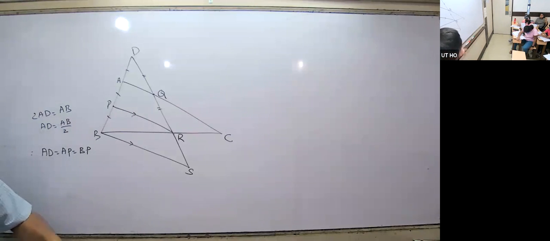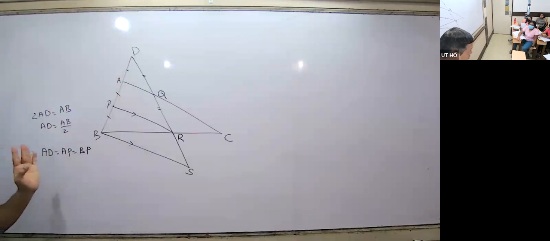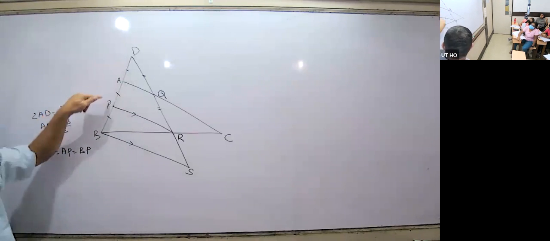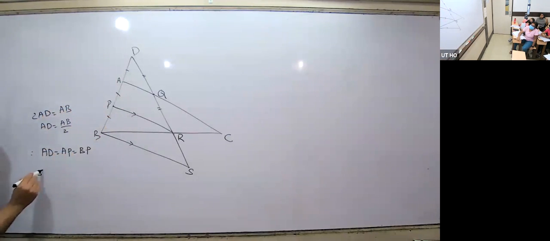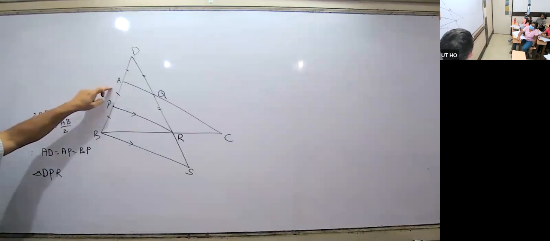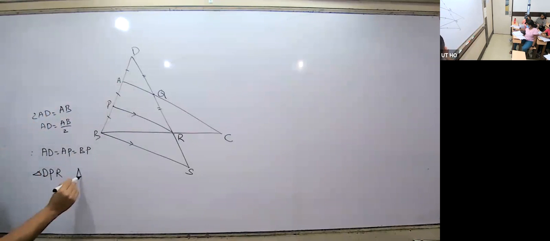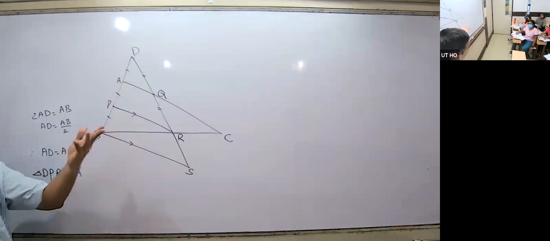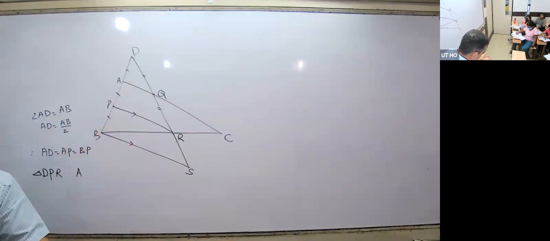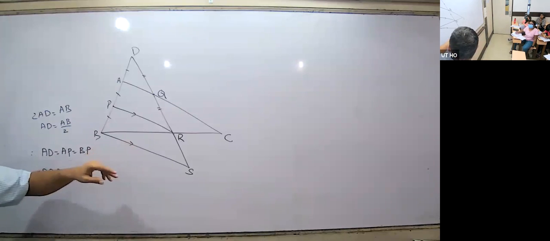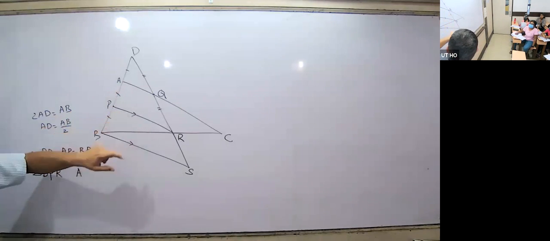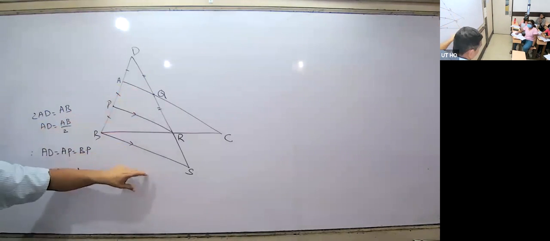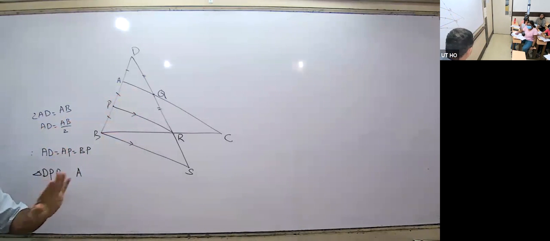Look at this much, all of you followed. Then look at the triangle DPR. Have you seen triangle DPR? Yes. Now look, A is the midpoint of DP and Q is the midpoint of DR, therefore AQ is parallel to PR. But the first, what do you prove? PR is parallel to BS, and so AQ is parallel to BS. So all three are parallel. That is clear.